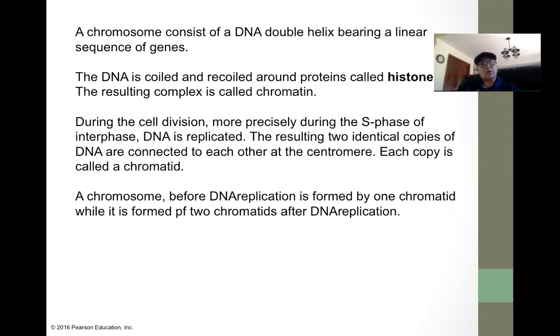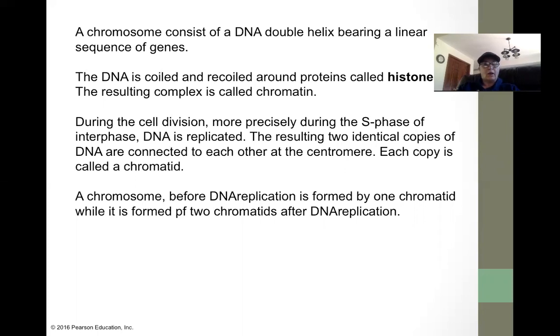What happens is we coil it and recoil it around proteins called histones, and that resulting complex is called chromatin. And then during cell division, when we replicate that, it's almost like chromosome and chromatin are the same, except whether or not they're bound with a connection at the centromere. And so when we've made this identical copy of DNA from a chromosome, when we connect it to its homolog at the center, we call that a chromatid. We call them sister chromatids.